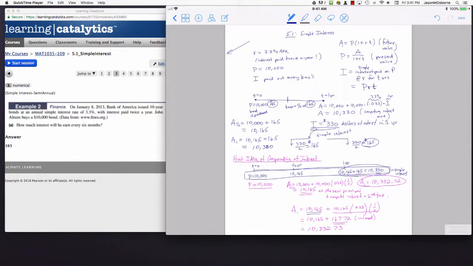It's important to pay attention to what is being asked in the problem. How is interest being computed, simple or compounded? In section 5.1, simple interest is the name of the game. So in the next video, we'll look at a couple more examples of simple interest problems.